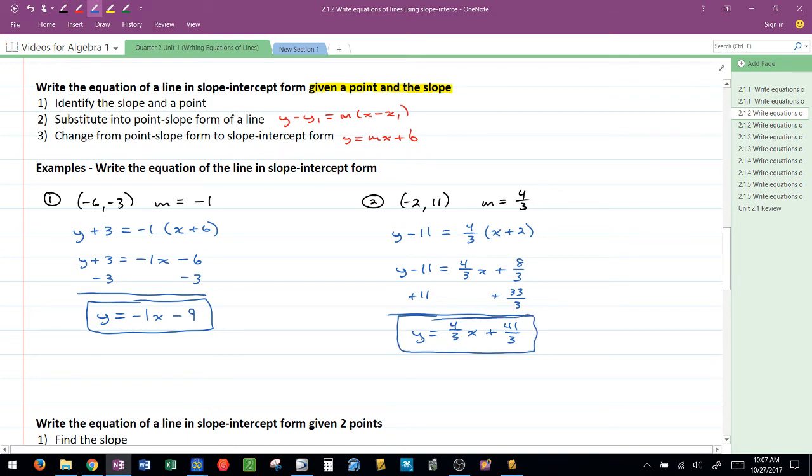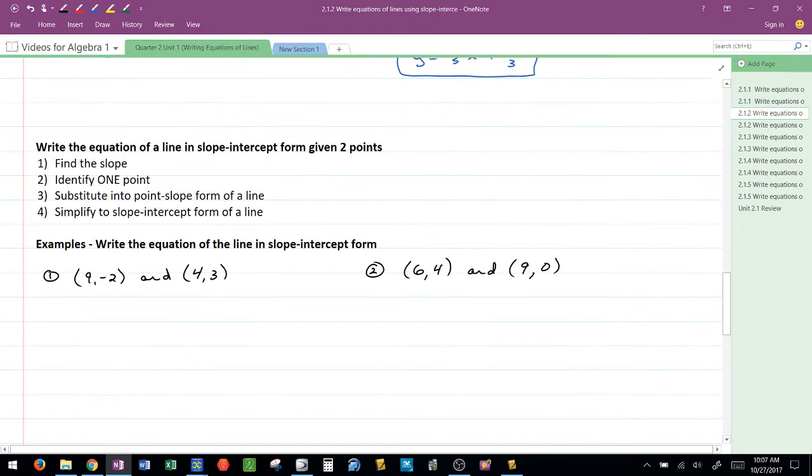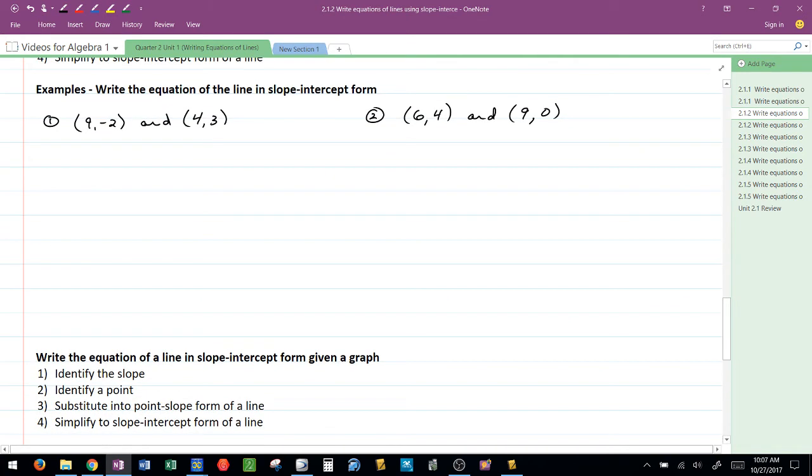Okay? Scenario number 3. Write the equation given 2 points. All right, so now I need to find the slope. I need to identify 1 point. Remember, I always like the first point. It doesn't matter, though. You can use any point, plug it into point slope, simplify to slope-intercept. All right, so this is a little bit more of a process.